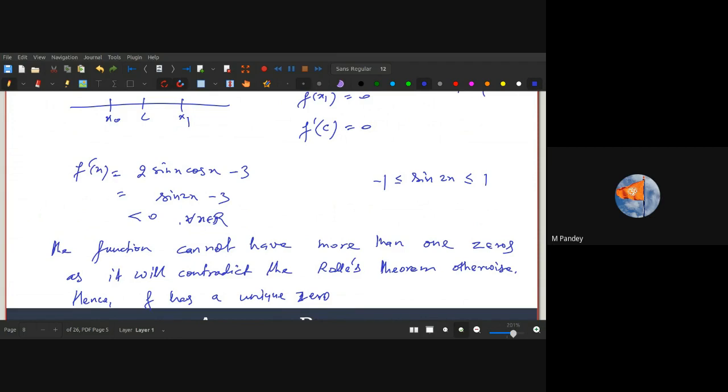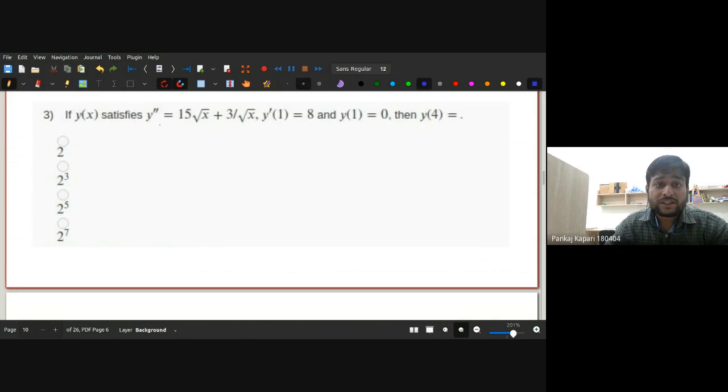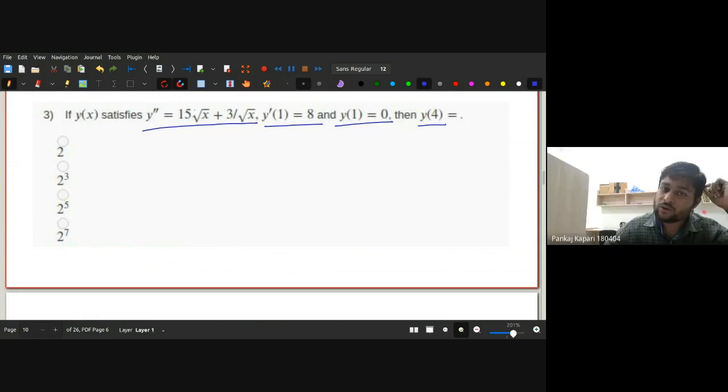Okay, so let's move to the next problem. It's given that some function y satisfies this equation, and you have to find y(4). Given that at 1 the function is 0, and at 1 the derivative has the value 8, you have to find the value of the function at 4. Now this kind of problem is a differential equation, right? The double derivative is equal to some function. This is a differential equation, and how to solve it we will be learning in this course later on maybe.